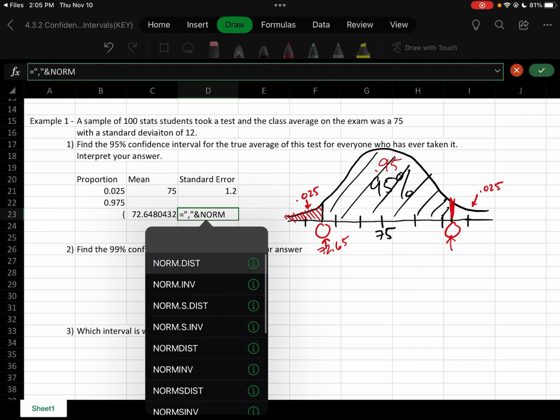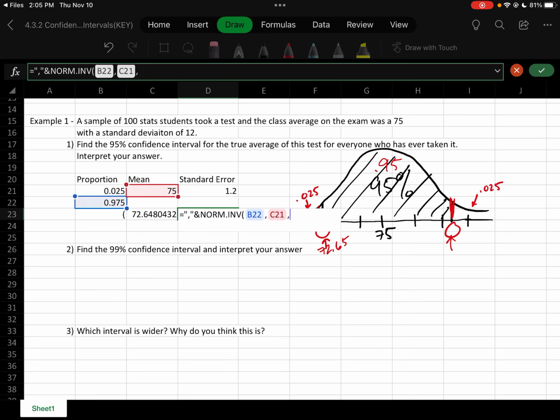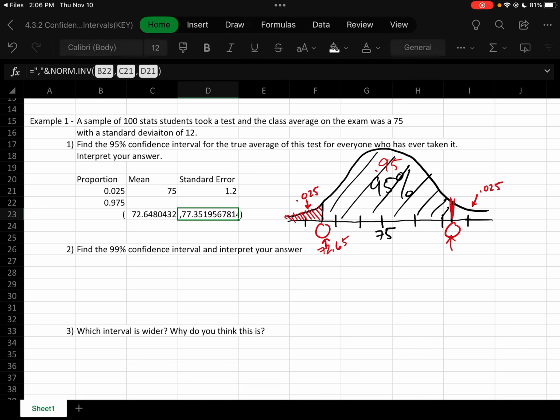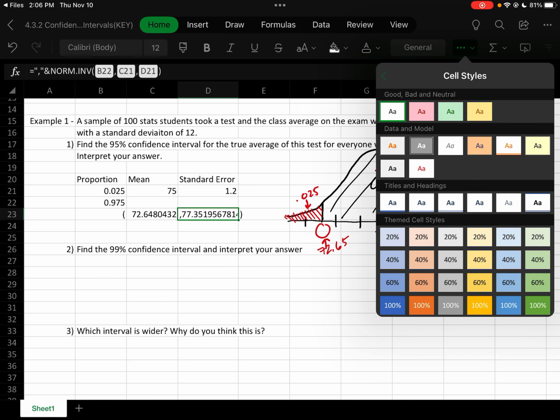And NORM.INV, and we're going to find this, comma, this, comma, this. And that comes out to be 77.352. So 77.35. I'm going to go ahead and end the parentheses. And there's my confidence interval. And if you don't like all the decimals that are here, I think you can set the number of decimal places to be a certain amount.